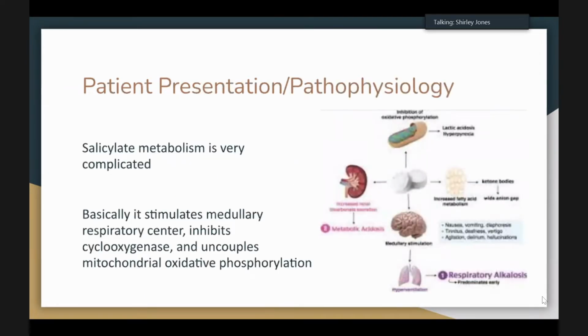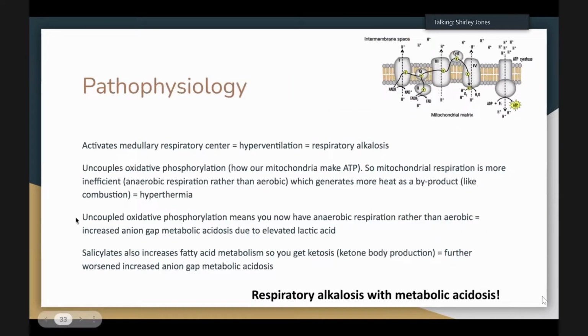So why do these things happen? Again, the metabolism is super complicated, so I'm not going to go into all the details, but basically it stimulates our medullary respiratory center. It inhibits cyclooxygenase, and it uncouples mitochondrial oxidative phosphorylation. So step by step, it activates the medullary respiratory center. It activates our brain to cause hyperventilation. So therefore, we get respiratory alkalosis.